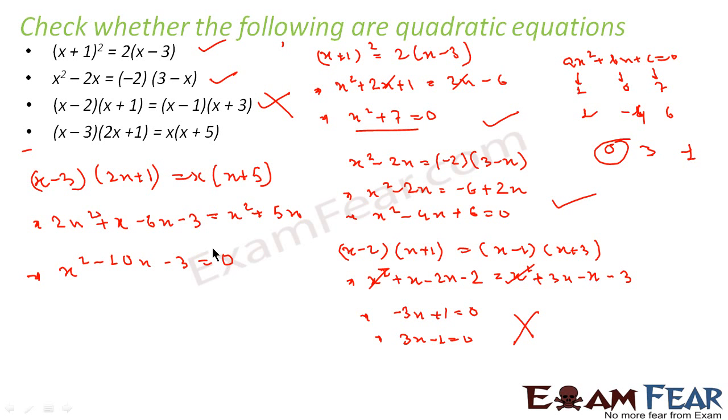If you see, this equation also is of the form ax square plus bx plus c is equal to 0, where a is equal to 1, b is equal to minus 10 and c is equal to minus 3. And thus we can say that this is also a quadratic equation. So what we have seen till now, out of 4 equations, 1 equation is not a quadratic equation, the rest 3 are quadratic equations. We have just solved the equation and verified whether it is of the form ax square plus bx plus c is equal to 0, where a should not be equal to 0.